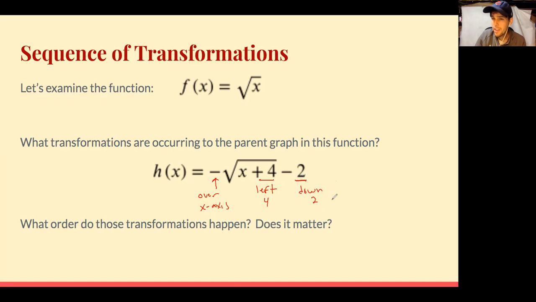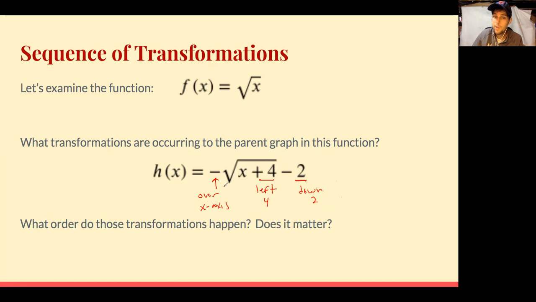And we kind of want to think about, does it matter the order? Could we do these in any order and just sort of end up in the same spot? Sometimes we can, sometimes it doesn't matter. Like if we just had some translations here, it wouldn't matter. We could go 4 to the left and then 2 down, or we could go 2 down and 4 to the left, and it just doesn't matter. We'd end up in the same spot.